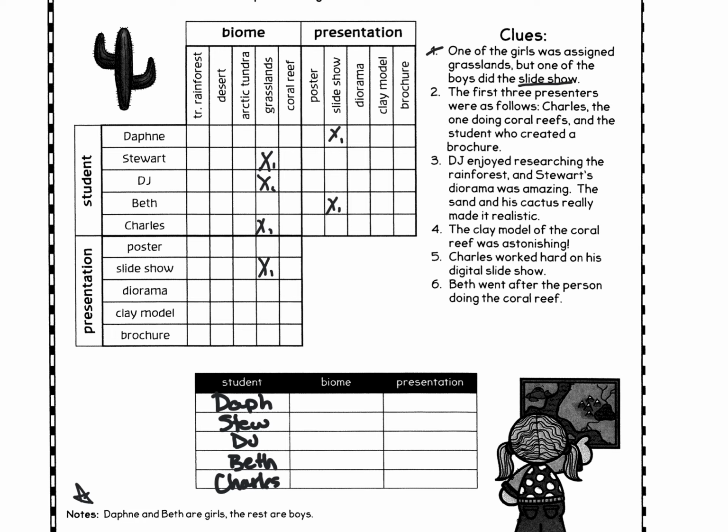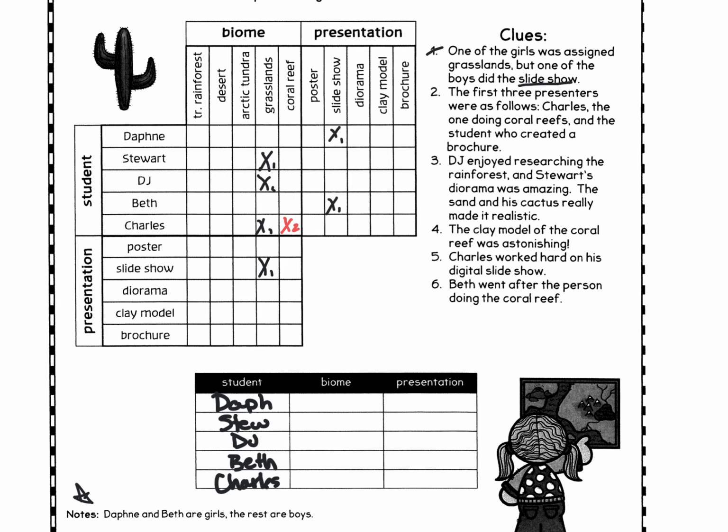Okay, so now they're not really asking us about order, but what this is telling us is that Charles, the person doing the coral reef, and the person who created the brochures are 3 completely different people. So this means that Charles could not have done the report on the coral reef. So I can find Charles and coral reef and mark that off.